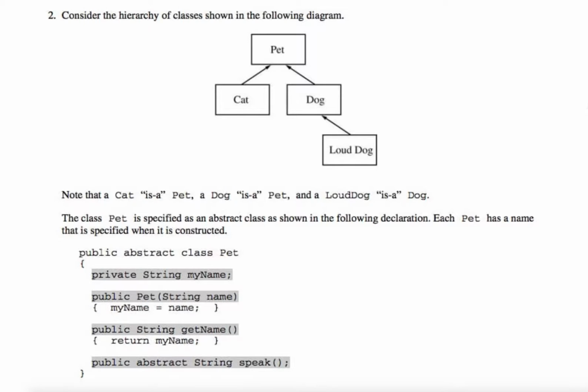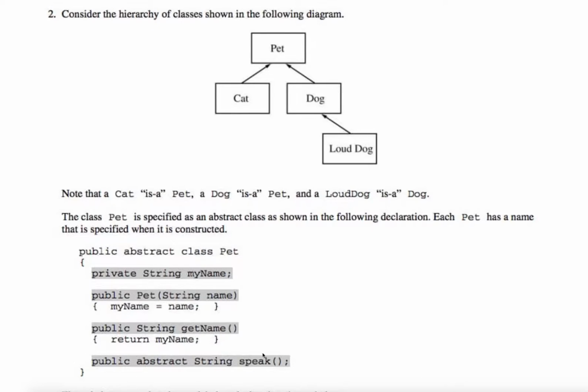This is the pet FRQ, and we have a hierarchy with the pet class as the superclass, two children classes, cat and dog, which inherit from pet, and loud dog, which inherits from dog. And pet is an abstract class, which means it can have an abstract method. And in the description, it does have an abstract method.